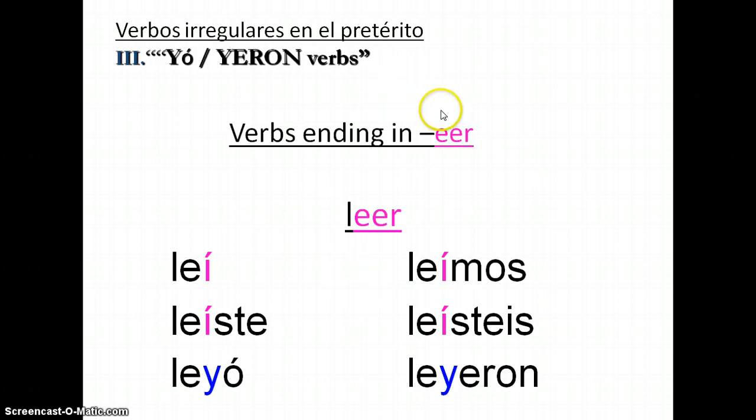An example of a verb that ends in eer with a spelling change in the preterite tense is leer. Notice in the third person singular and plural, the I changed to Y, and then the rest of the verb carries an accent over the I's.